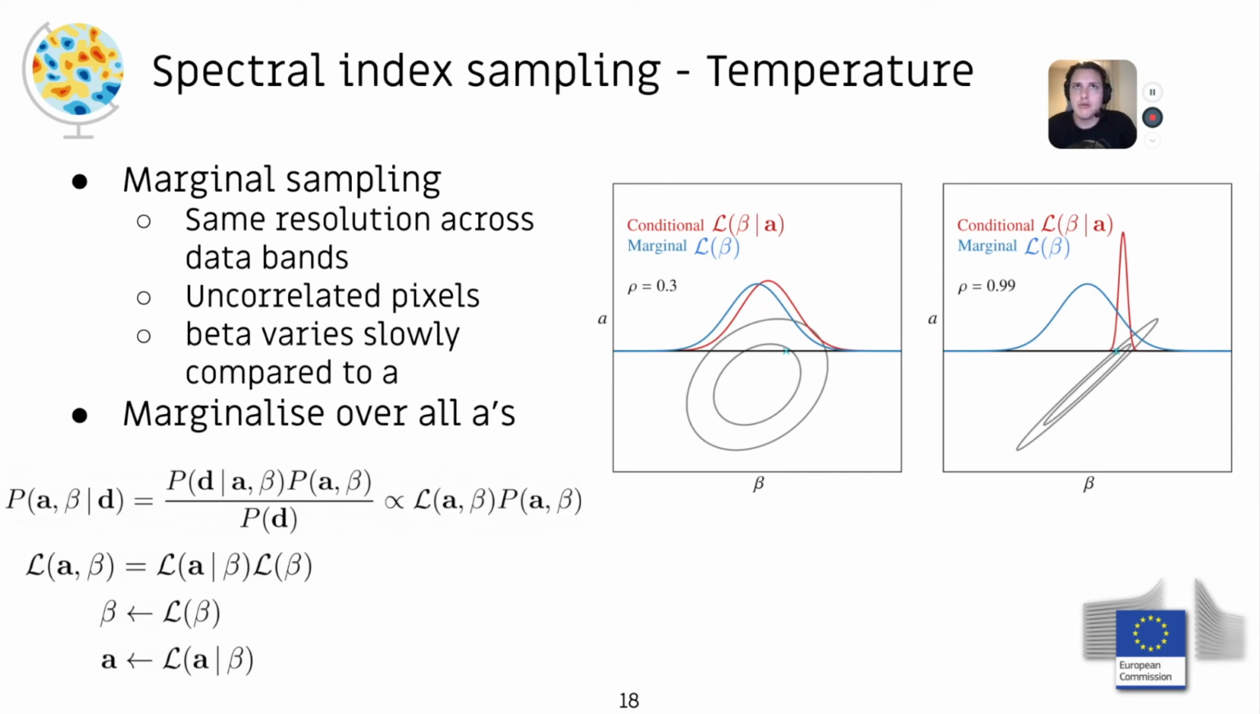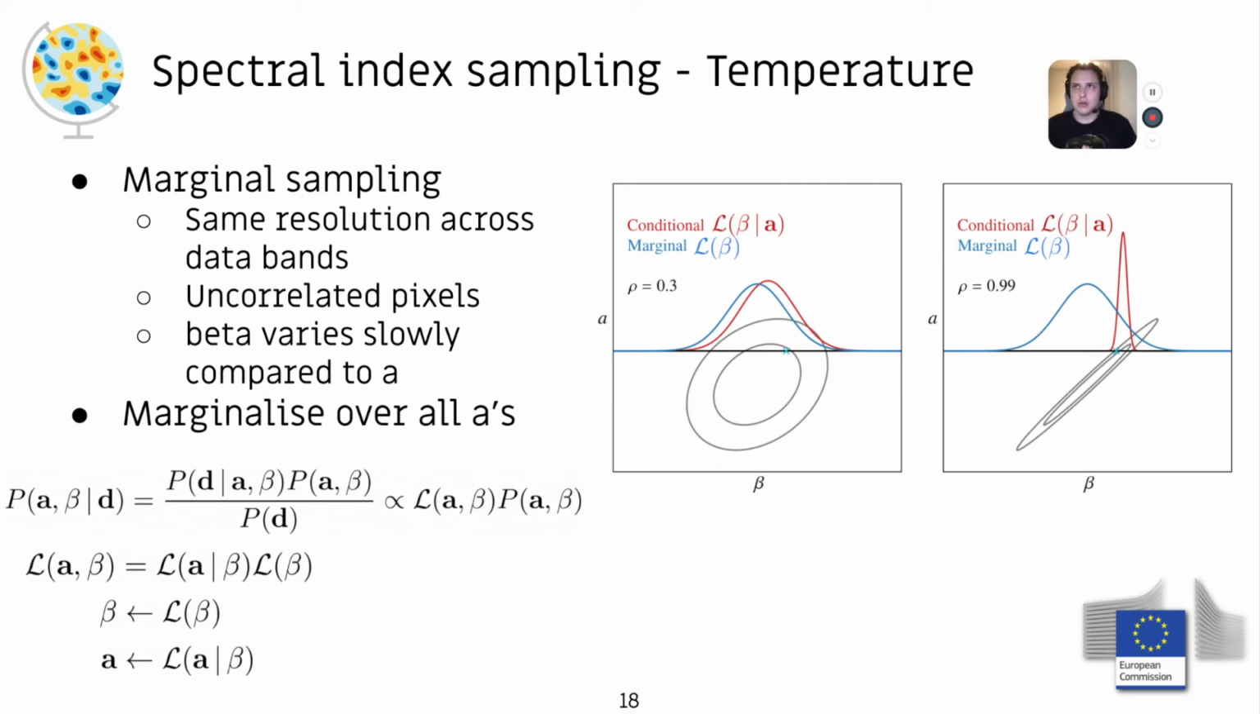So there are some rules when it comes to marginal sampling. First of all, the same resolution across all data bands. So we have everything at the same smoothing scale. And the pixels must be uncorrelated. And also the beta must vary slowly compared to A.